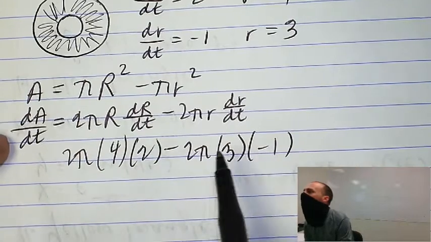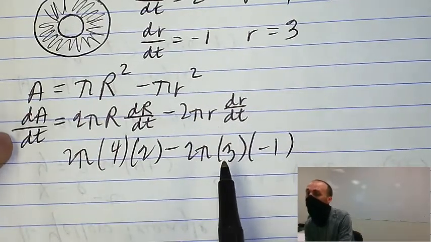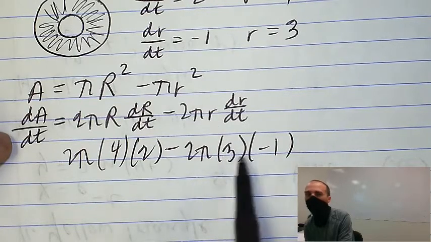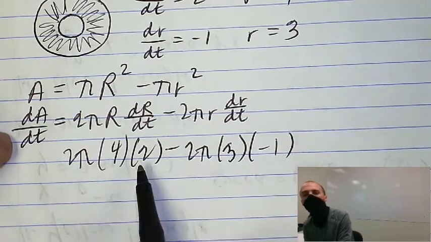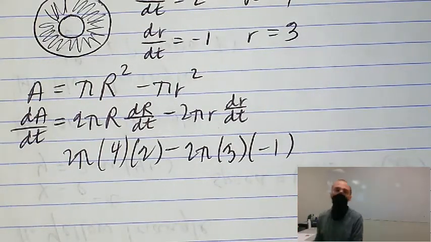That makes sense, right? Because the fact that this one is shrinking should be contributing overall to the fact that the shaded area is growing. And then it becomes positive. 16 pi plus 6 more pi is 22 pi. That's it, okay? That was the multiple choice section with calculator.